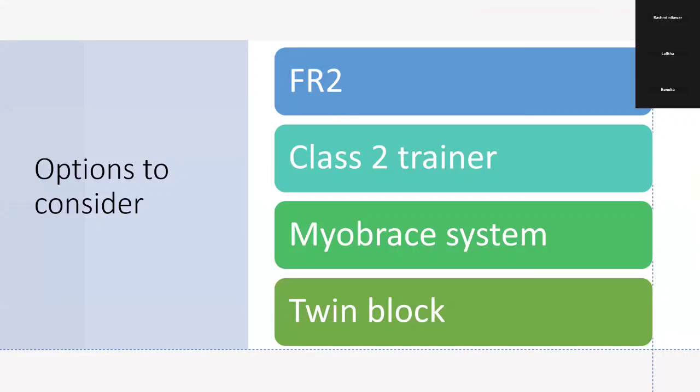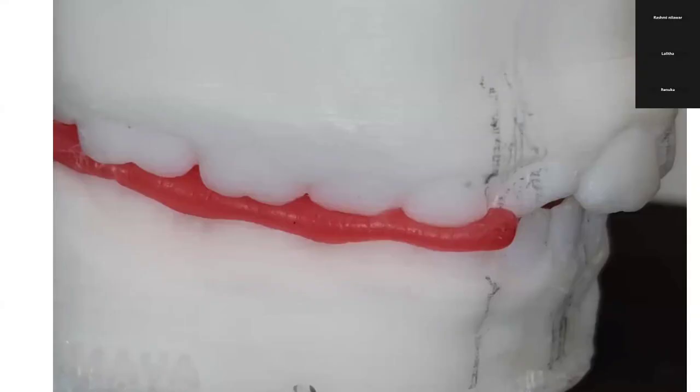So we have options like a Function Regulator 2, or an adult Class 2 trainer can be given to advance it, or a Myobrace system, where again Class 2 trainers are there, or a Twin Block appliance you can give them. We decided to go with the best VTO for him. Remember, here I did not bring it edge to edge because edge to edge was worsening, so it is a little beyond. So best VTO, we brought it to almost a Class 1.